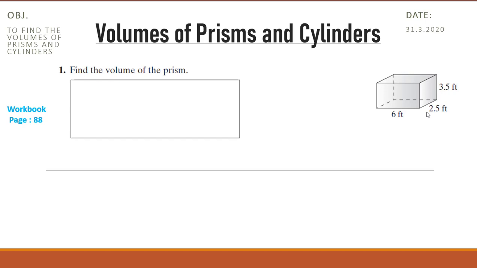Okay, guys, I see that you can find this easy. So you can multiply the base area by the height. The base area is length multiplied by width. So we can find the volume, base area multiplied height, as length multiplied by width multiplied by height. And the length is 6 and width 2.5, the height 3.5. So the answer will be 52.5 cubic feet.